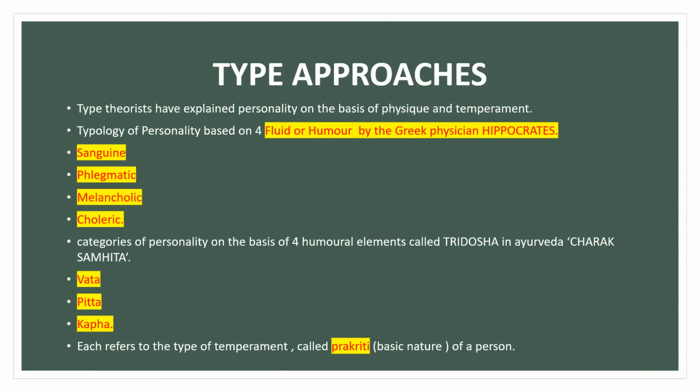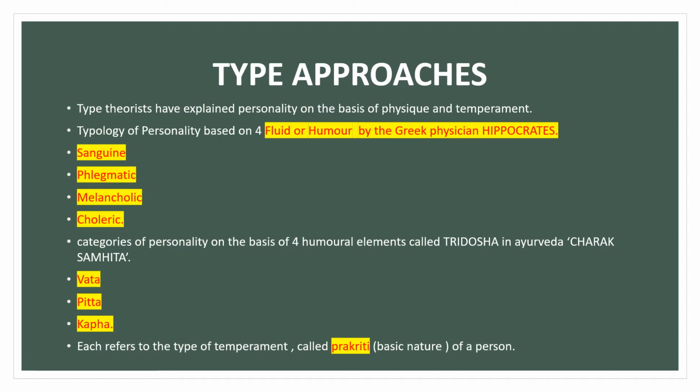In psychology, psychologists have given a number of theories or approaches to describe or explain personality. First is the type approach. In this, the theorists have explained personality on the basis of physique and temperament. The first typology of personality, based on four fluids or humors, was given by the Greek physician Hippocrates. According to him, there are four types of fluid in our body.